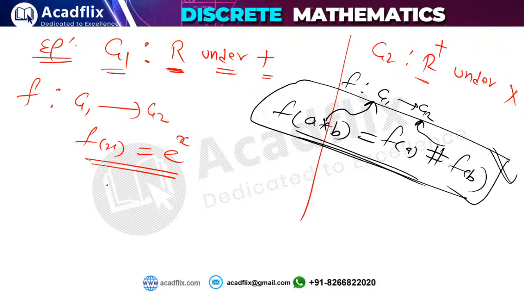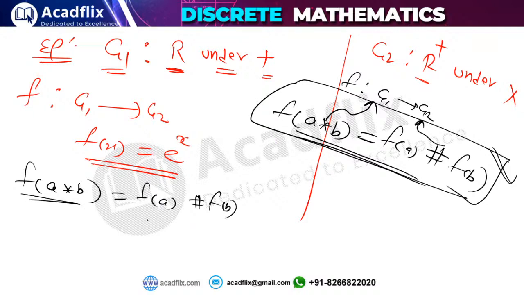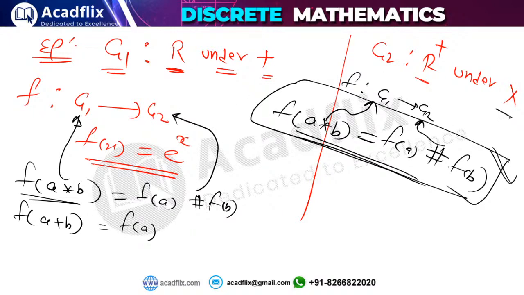Okay, let's check whether this function is a homomorphism or not. We need to check if f(a star b) is equal to f(a) hash f(b) or not. What is this star? This star is the operation of G1. The operation of G1 is plus. So f(a plus b) is equal to f(a) hash f(b). What is this hash? This hash is the operation of G2. The operation of G2 is multiplication. So f(a) multiplied by f(b).